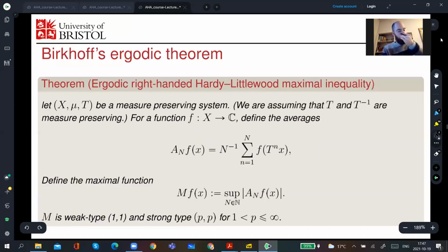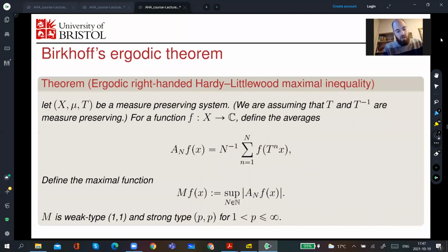All right, I'll leave the Lebesgue differentiation theorem to the notes. However, what I really want to do in the rest of this lecture is prove Birkhoff's ergodic theorem. So it's not the same maximal function that we've already considered.